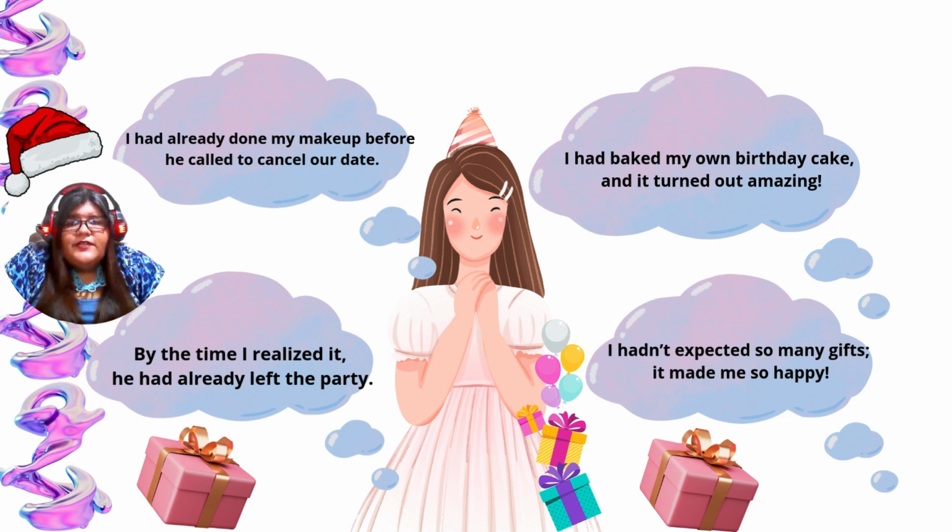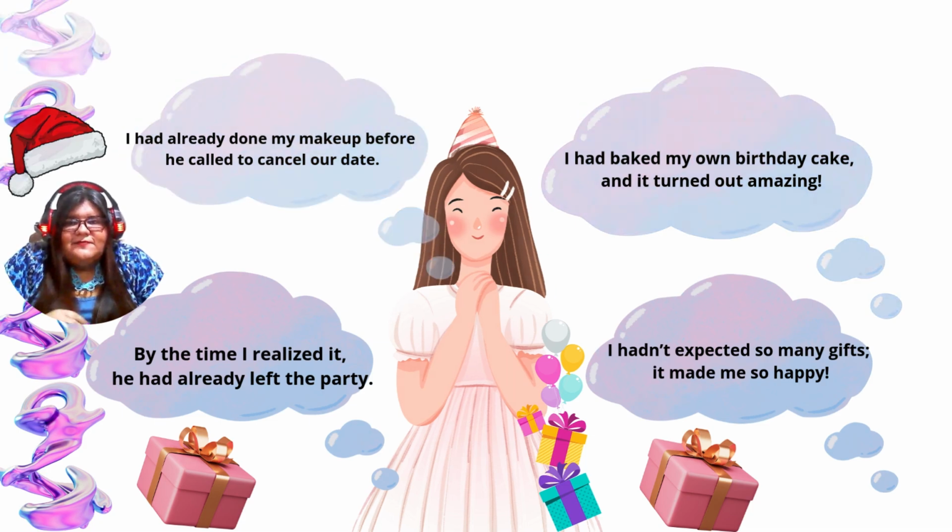If you see here, we have a keyword, and of course, the sentence is in the past perfect. I had baked my own birthday cake, and it turned out amazing. I hadn't expected so many gifts. It made me so happy. So it seems like the girl has a good birthday party, right? Except for that bad crush or boyfriend. But I hope that you understand the context a little bit better with these examples, right?